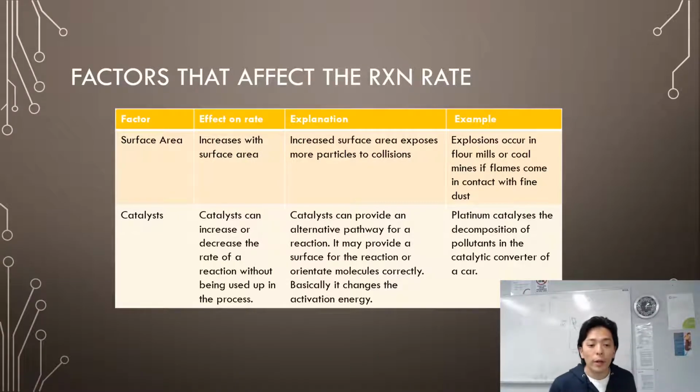For a reaction, it may provide a surface for the reaction or orientate molecules correctly. Basically, it changes the activation energy, reduces activation energy. So that's what catalysts do. And that's an explanation that you need to be able to use to describe, what's the word again? Predict, yes, predict or explain how the reaction rate would change.